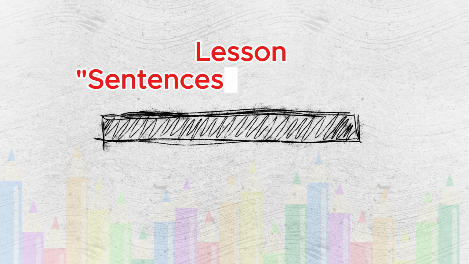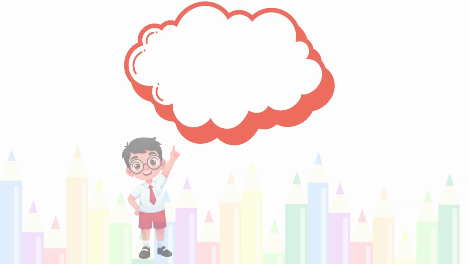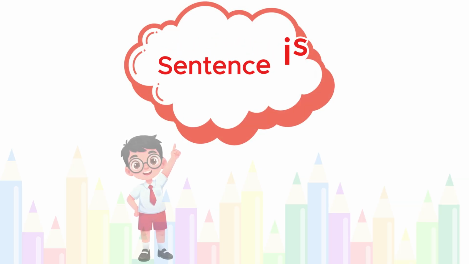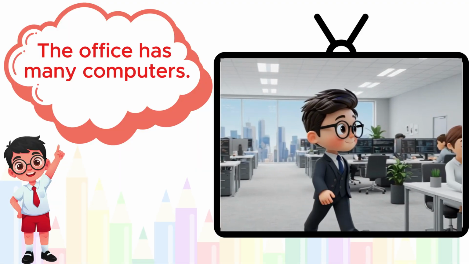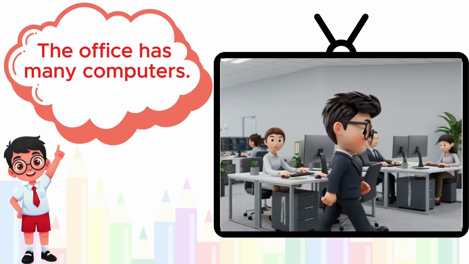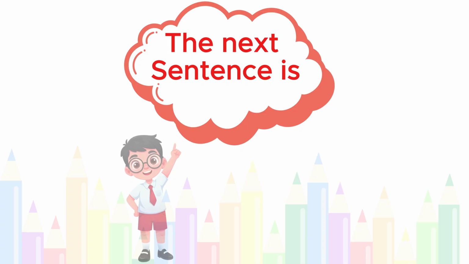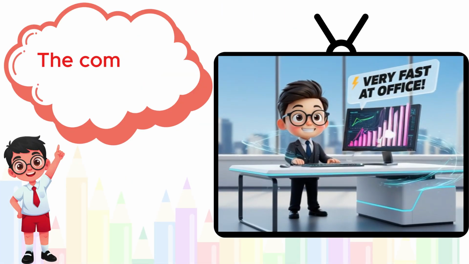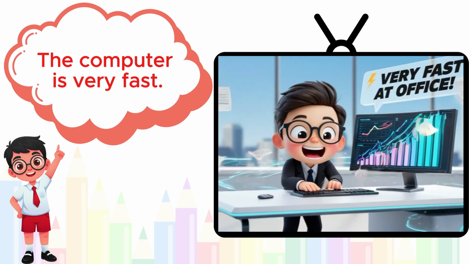Lesson: Sentences used in office. Sentence is: The office has many computers. The next sentence is: The computer is very fast.